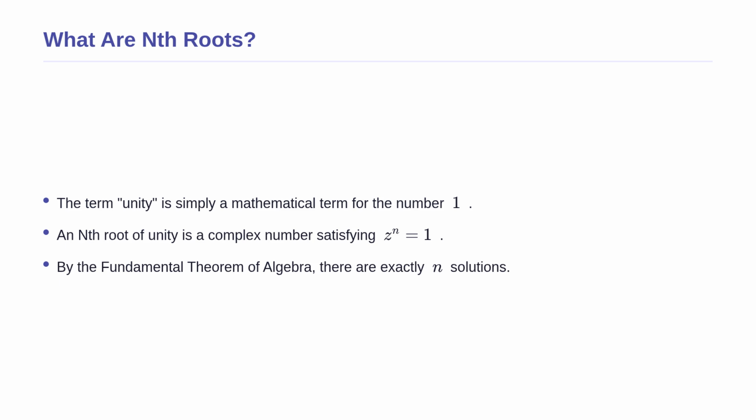Because of the fundamental theorem of algebra, an equation with the highest power of n must have exactly n solutions. So if we want the fifth roots of 1, we are looking for exactly 5 unique numbers.